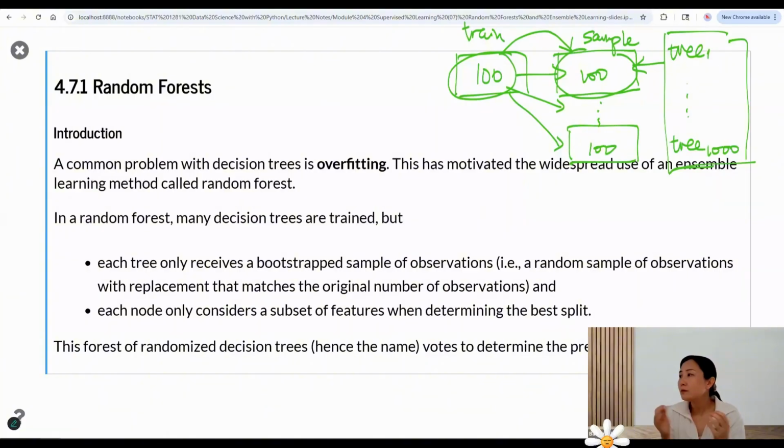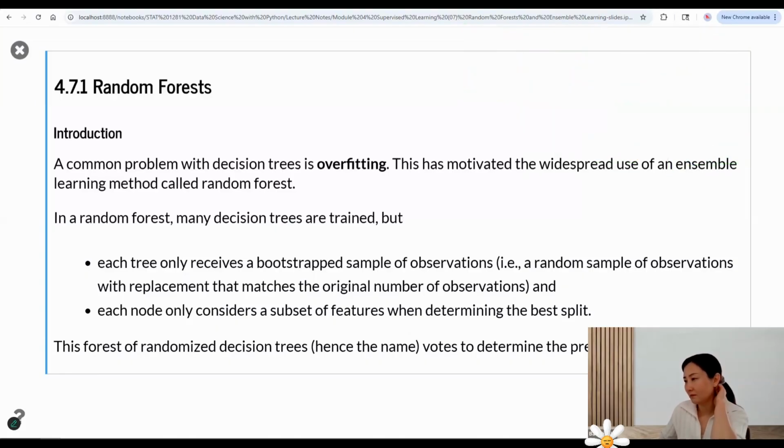Namely, the decision trees in a random forest are more random than a regular decision tree, because there is an extra layer of randomness at each node, as we randomly select a subset of features to do the split. And later on, the forest of randomized decision trees votes to determine the predicted class.